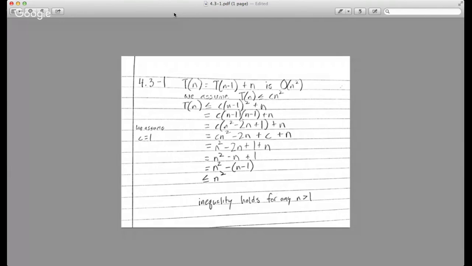So we were able to solve that. And like I said, the way we know that, we got down to n squared minus n minus 1. But because we know that n squared is the bigger piece there, and that anything subtracted from n squared is going to be less than or equal to n squared, there's no way that it can be any bigger.